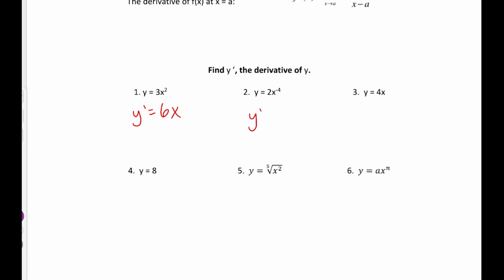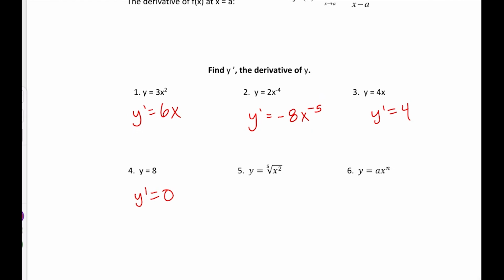What's the derivative here? Yep, negative 8x to the negative 5th power. So you remember the power rule: you just subtract 1 from the exponent and then multiply that by the coefficient. This is all old news here. Hopefully you haven't forgotten over the break. When you differentiate a constant, you just get 0.